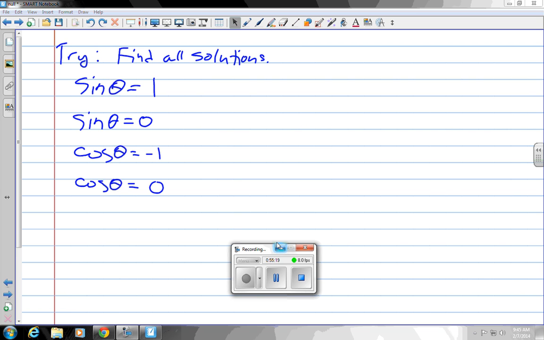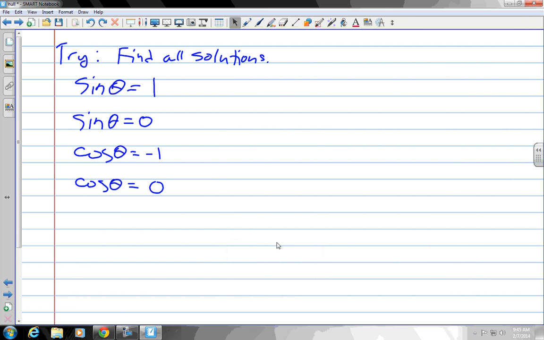So for the first one, sine theta equals 1. All you need, the y value has to equal 1. On the unit circle, what point gives you the y value equal 1? So you only have 1 point, right? On the unit circle, there's only 1 point where the y value equals 1.